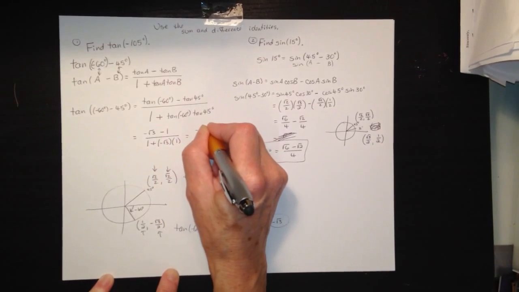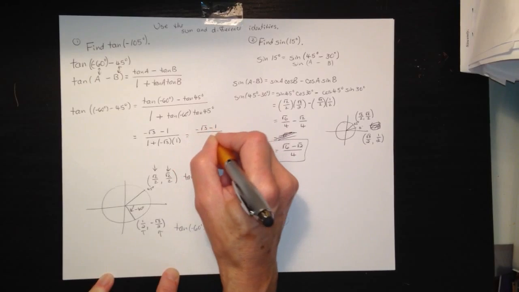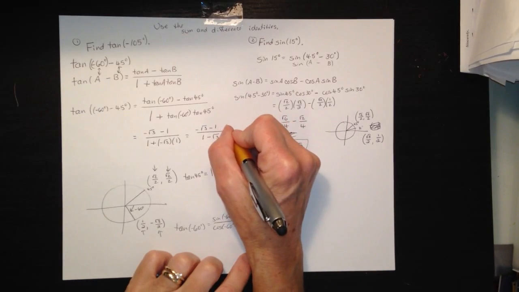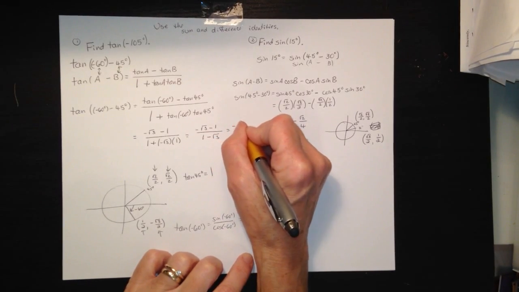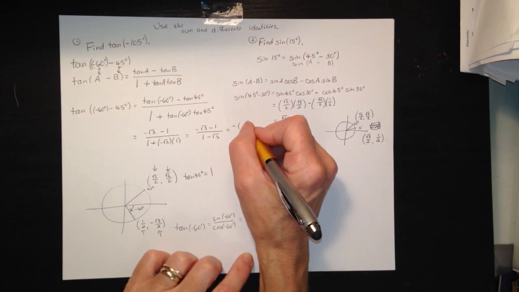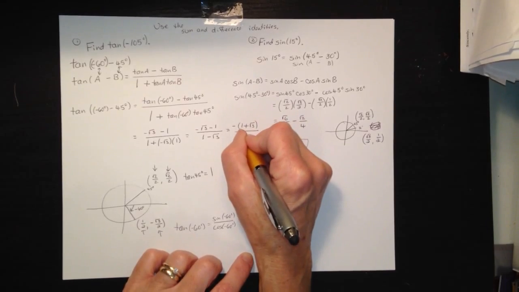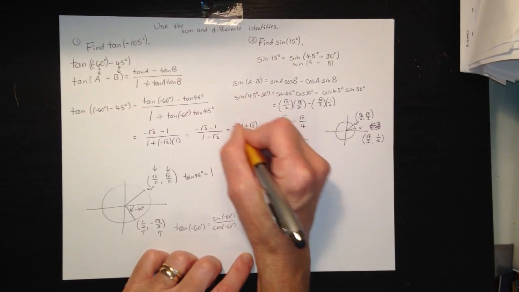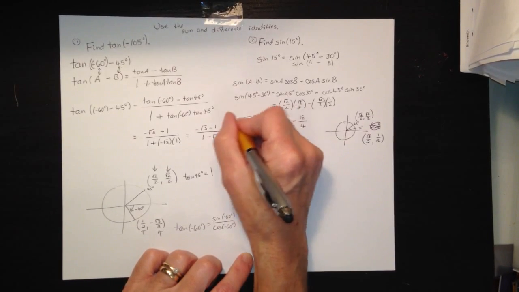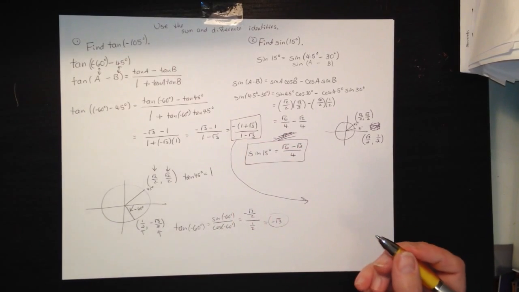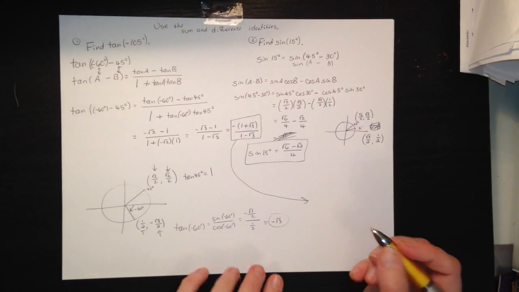I have negative square root of 3 minus 1 over 1 minus the square root of 3. It looks as if something will cancel here, but nothing will cancel here. You could factor out a negative from the numerator, giving you positive square root of 3 plus 1, or 1 plus the square root of 3, over 1 minus the square root of 3. But this is our answer. The only thing I could do here, and I will do this, I have to travel over here to get some space, is rationalize the denominator.